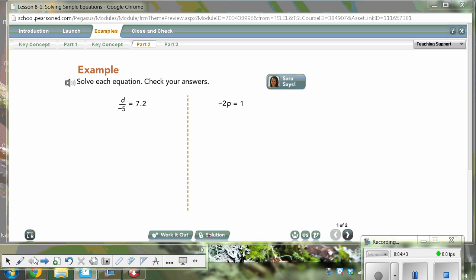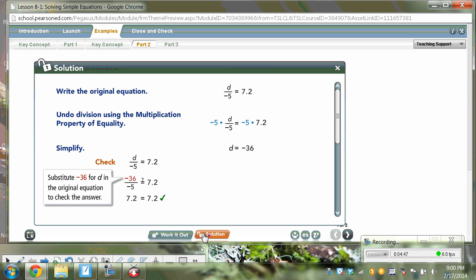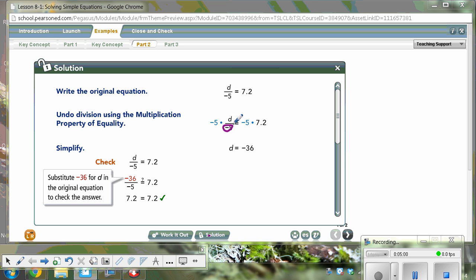Oops, 1 second. Thank you for coming back. I'm pulling up the solution for you. And so we see in the first one with D divided by -5 equals 7.2, we take the denominator, and that is what we're going to use to multiply by, because I want to get the d by itself, so I need to get rid of that. So negative 5 times both sides, and I'm going to get d equals negative 36.